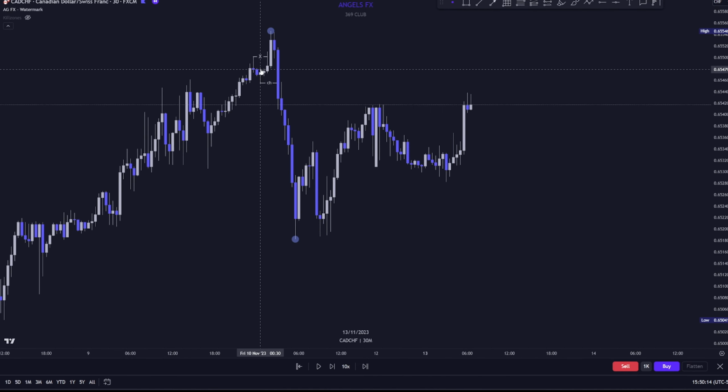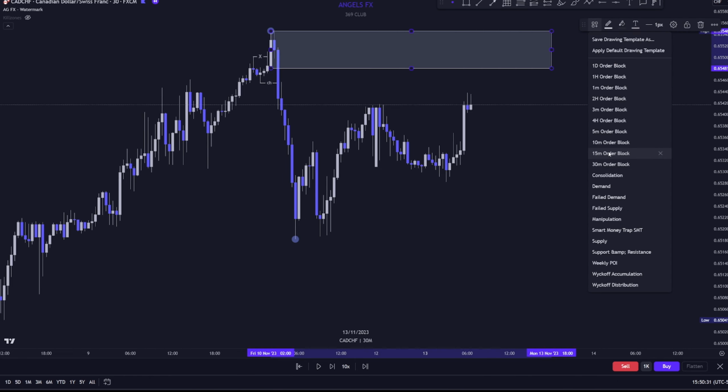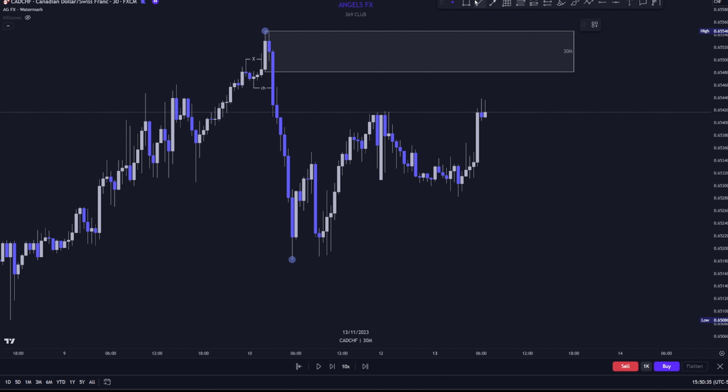So where is our supply zone? Right here. I will wait for you guys. Correct. This is our supply zone. Why? Because this is our last buying candle before the price dropped. So this is our 30-minute supply zone. Also, what we can see here is inefficiency. Nice, guys. It's our imbalance.